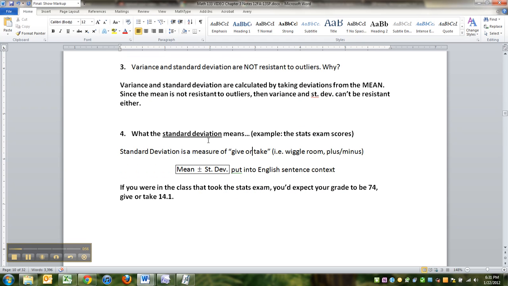All right, now what about the standard deviation? What does the standard deviation mean? Get it? Mean. Anyway. All right, so standard deviation is the give or take, the wiggle room.